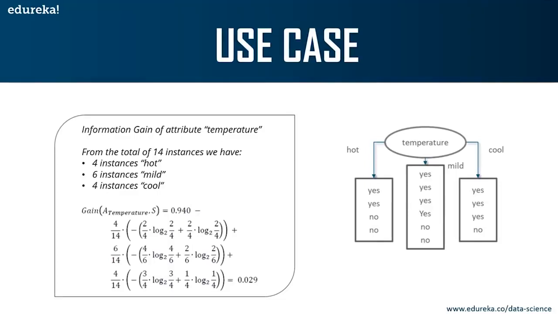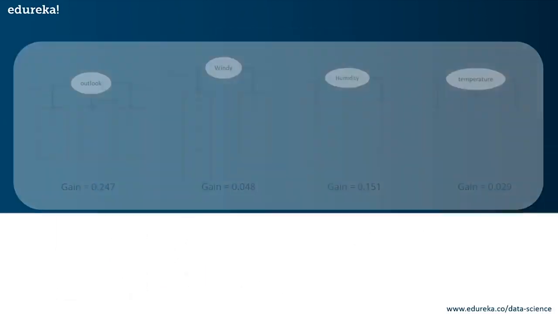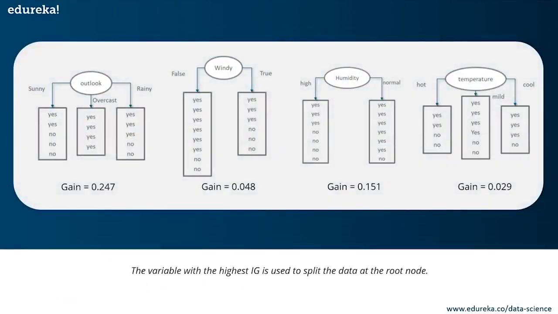So what you can summarize from here is, if we look at the information gain for each of these variables, we'll see that for outlook we have the maximum gain. We have 0.247, which is the highest information gain value. And you must always choose a variable with the highest information gain to split the data at the root node.